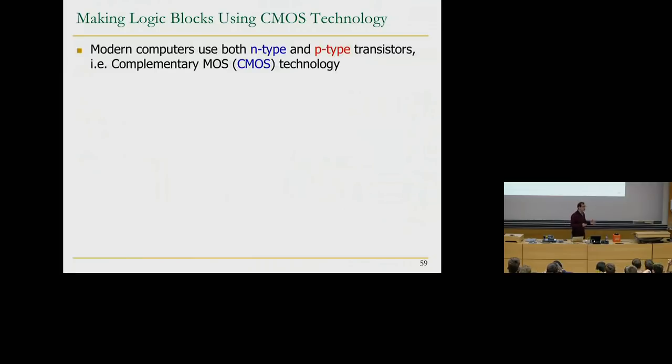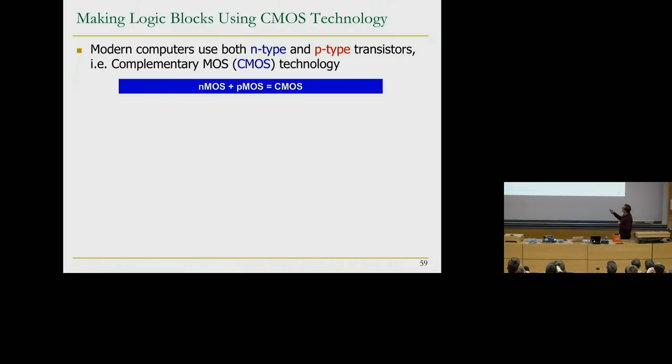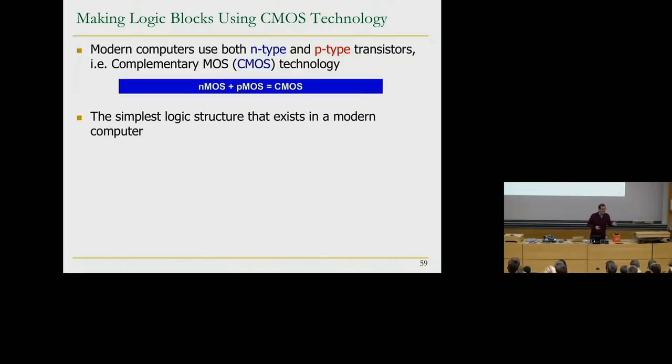So modern computers use both N-type and P-type transistors. There are actually trade-offs in N-type and P-type. For example, P-type is, as we will see in a little bit, I don't want to break the abstraction, but let's continue. We'll see the difference a little bit. So you use NMOS and PMOS. This is called complementary metal oxide semiconductor technology, and you need to use both to make things work. And the simplest logic structure that exists in a modern computer is what I'm going to show you next. It looks like this. And maybe you can tell me what this is.